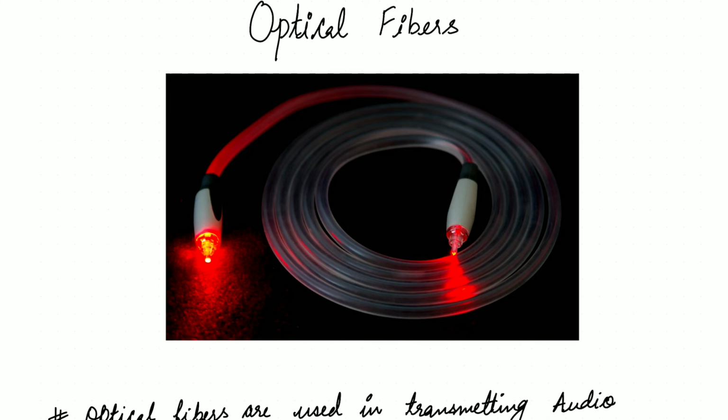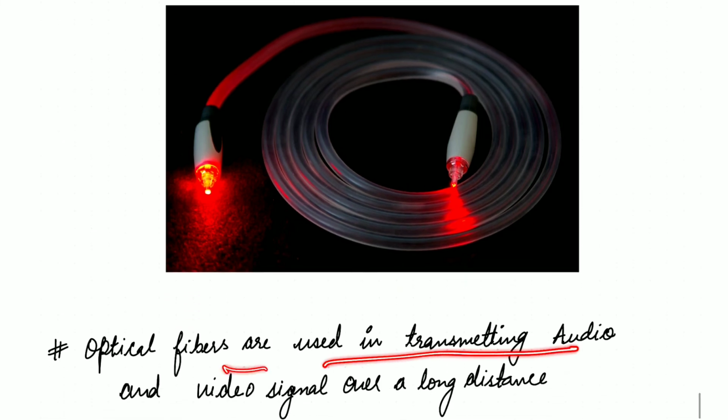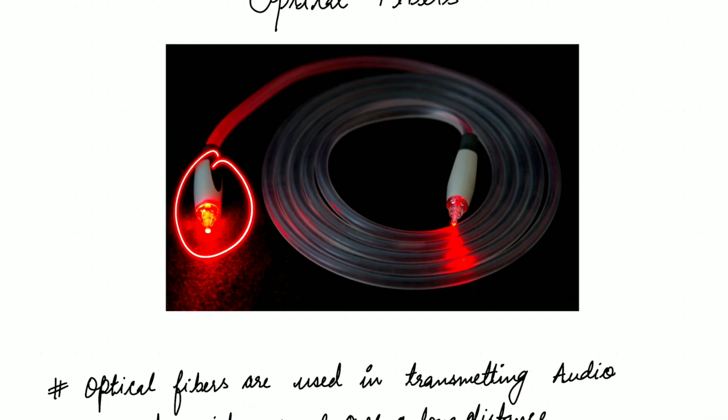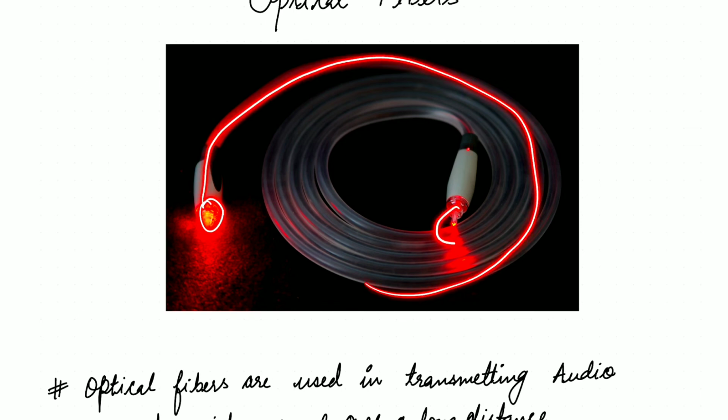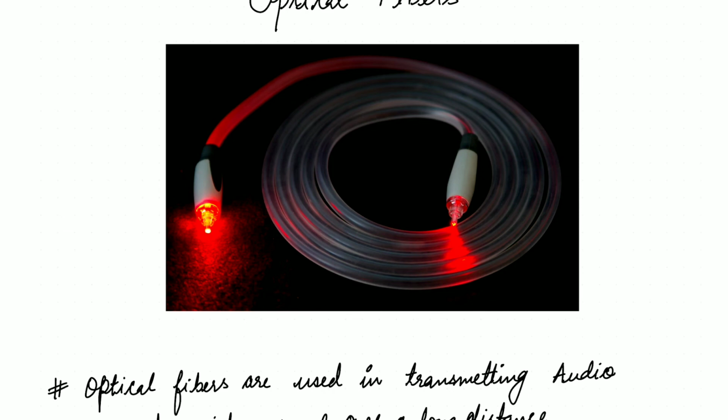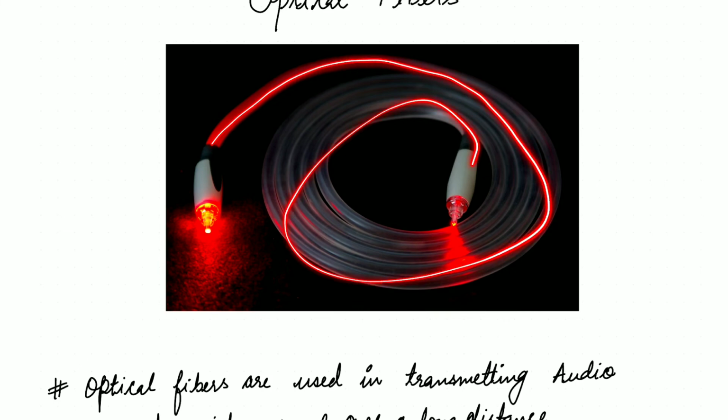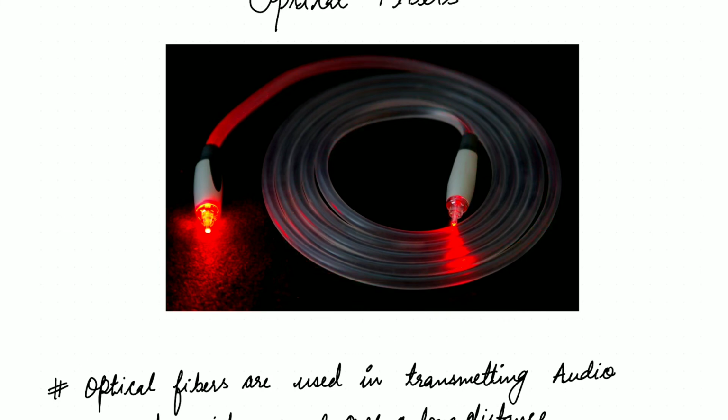Now optical fibers are used in transmitting audio and video signals over a long distance. So you guys can see it in the image. Basically your light is going from here, it is transmitted and it is coming out from here, right? And the good thing about this optical transmission is there is no loss of light. Maximum part of the light comes out to the other end, because all of the light is basically totally internally reflected over here.